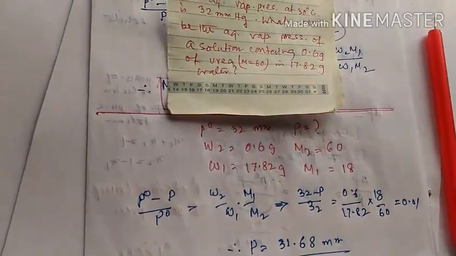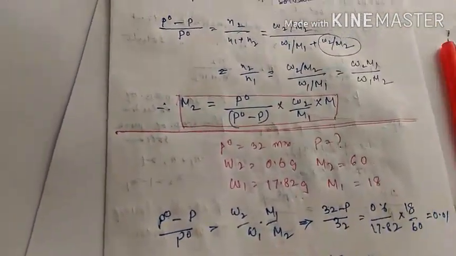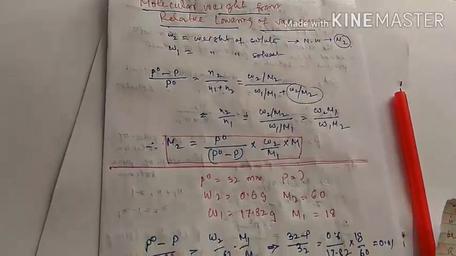Okay students, up to this point it should be easy for you to understand our relative lowering of vapor pressure according to Raoult's law.